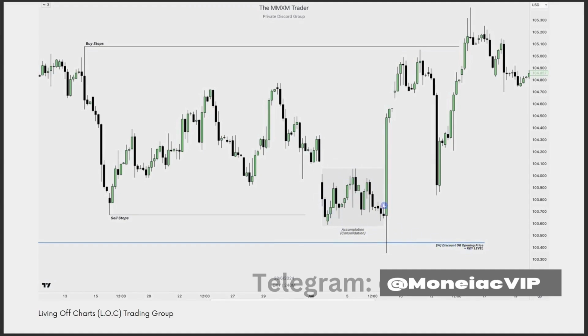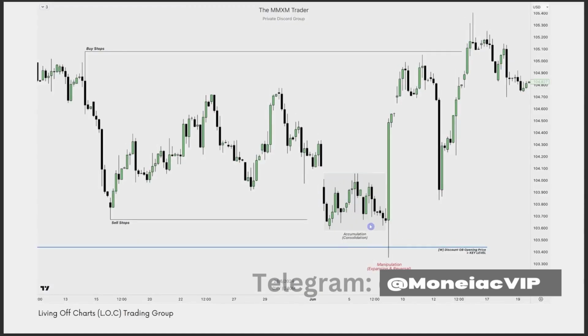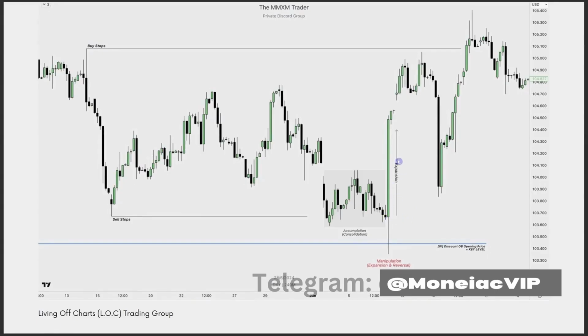So we have a key level below us and we consolidate just above it. Next we'll have a manipulation, which is an expansion lower, and then we'll get a reversal. So now in the IPDA market cycles we went from consolidation into expansion and then a reversal, and after a reversal there comes another expansion.